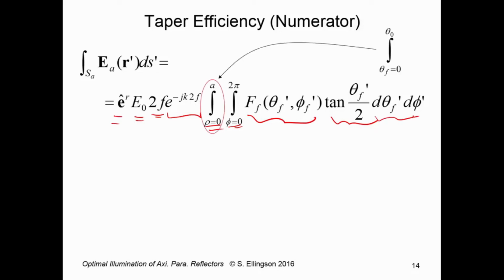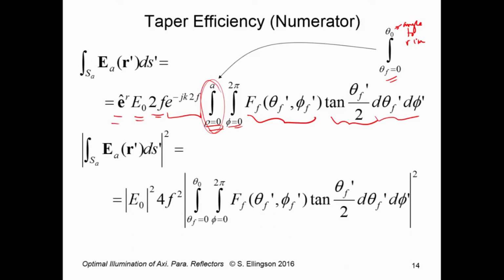Now, one additional thing we're going to do here is replace the limits rho equals 0 to a with theta sub f equals 0 to theta sub naught. Now remember, this is the angle to the rim. So integrating from 0 to a is the same as integrating with theta sub f equals 0 to the rim. So that's why we can make that change. And now everything is in terms of theta sub f. We don't have to worry about conversion from rho to theta sub f.